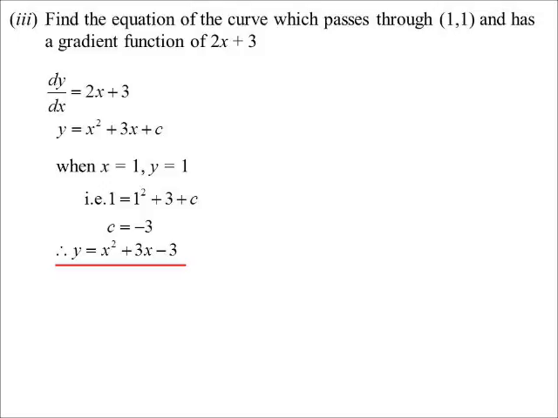So whenever we go back to the primitive function, plus a constant, if they give us some extra information that links the y and the x together, then we can go and find what that constant is.